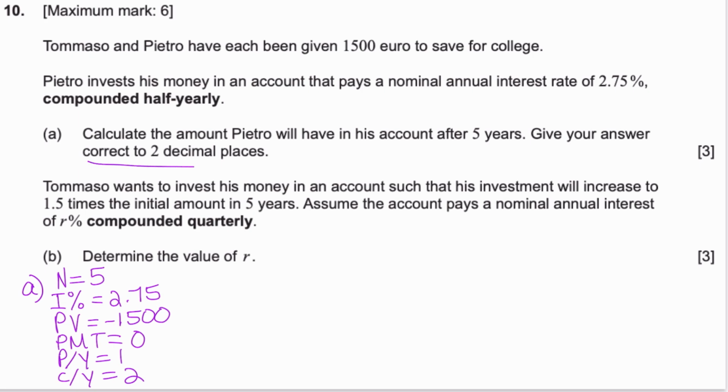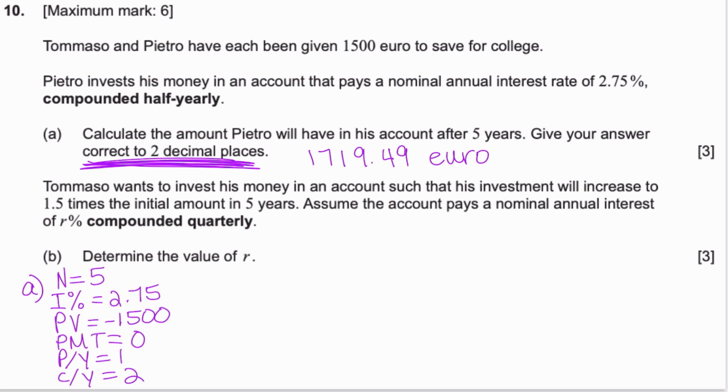Remember, it says to round to 2 decimal places. Be very careful with financial math questions. They typically tell you to round to the nearest euro, the nearest dollar, or to 2 decimal places, since a lot of currency, a lot of money is rounded to cents, which is 2 decimal places. So here our final answer is 1719.49 euros.